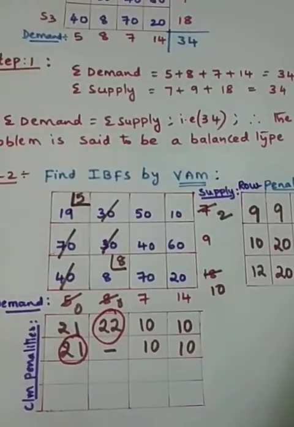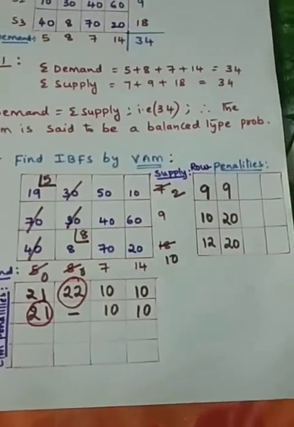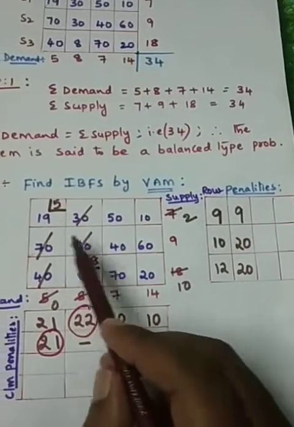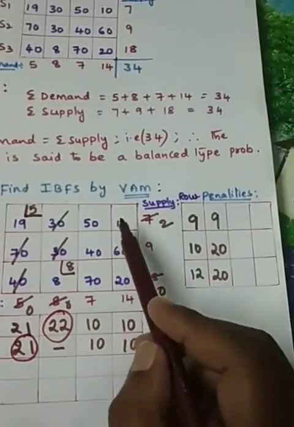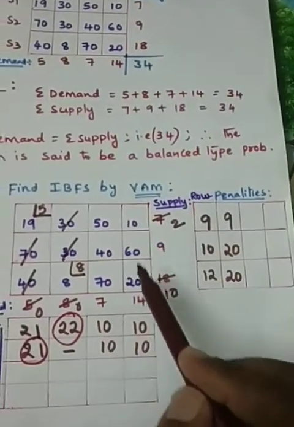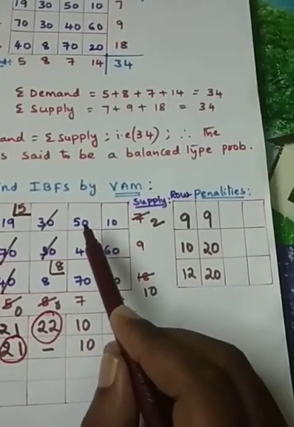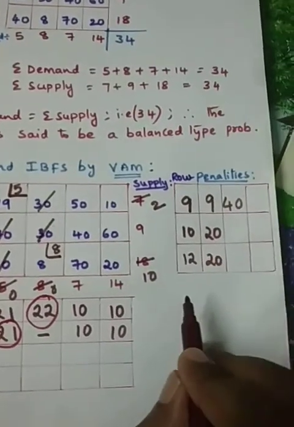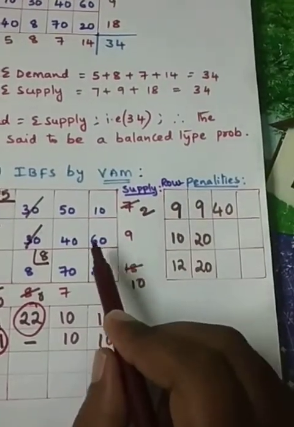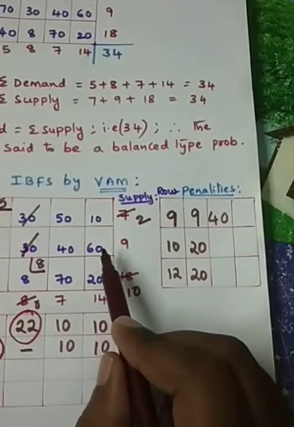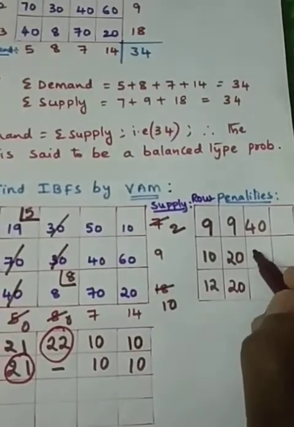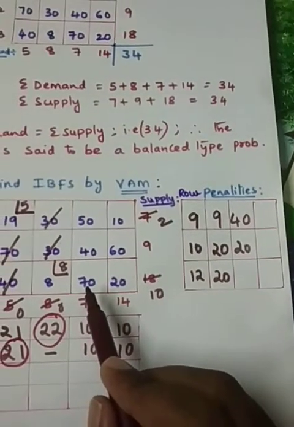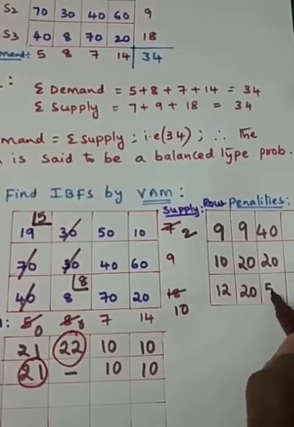Now the similar procedure takes place. So you find out the penalties once again. Here, because the first and second columns are vanished, the remaining matrix is this portion. So the first least value is 10, the next least value is 50. 50 minus 10 is however 40. Okay, the first least value is 40, next least value is 60. 60 minus 40 is 20. The first least value is 20, next least value is 70. 70 minus 20 is 50.